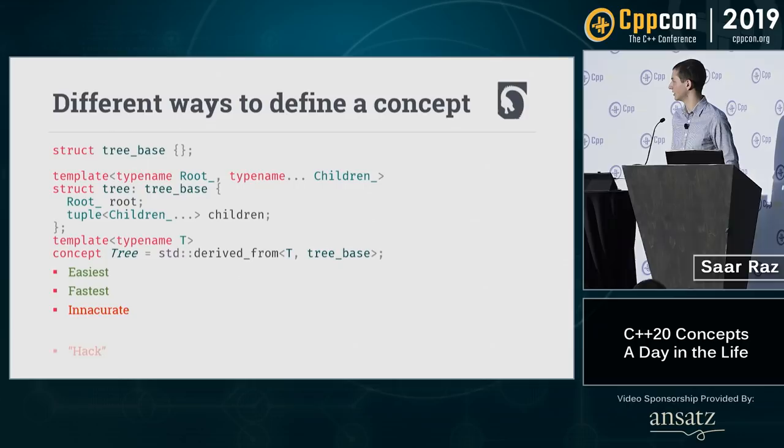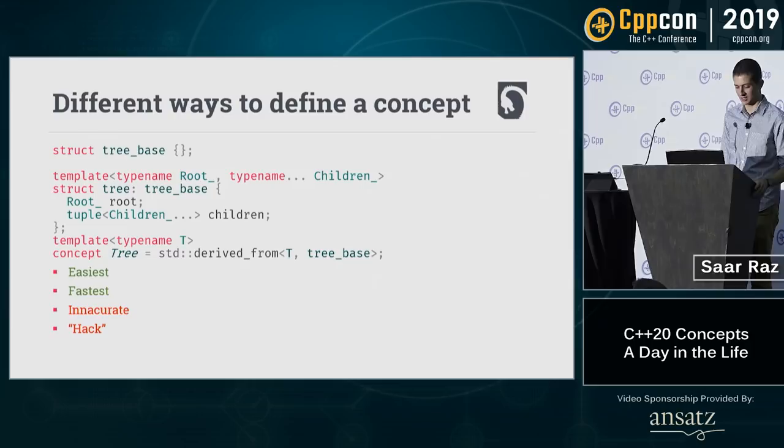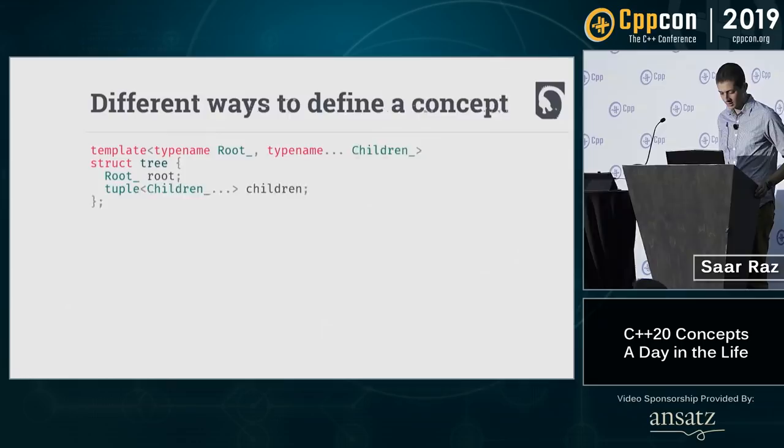And this is a hack, sort of trying to cheat the concept system by using the tools that we have. It's not actually semantically defining what a tree is, but just a hack, which probably will not give us very useful error messages down the line. And there's actually another caveat to this, which we'll see later in the talk.